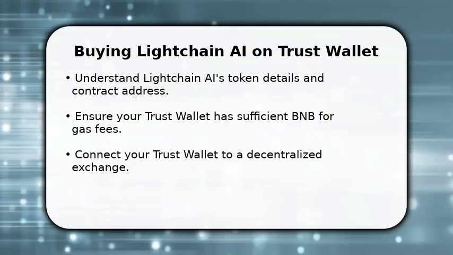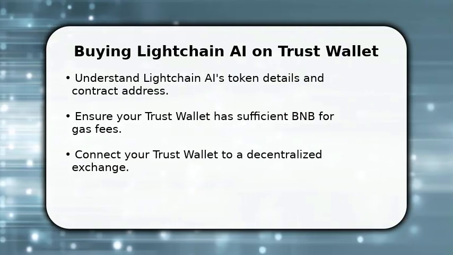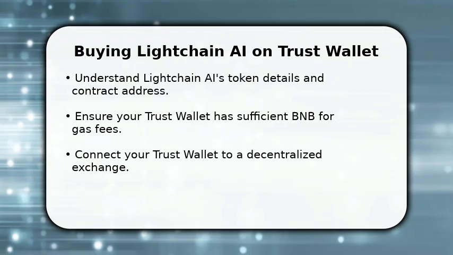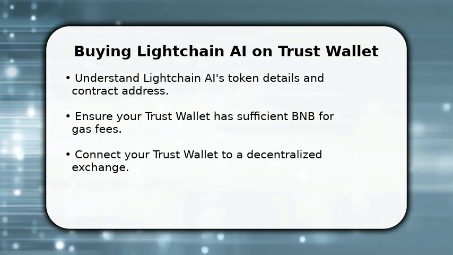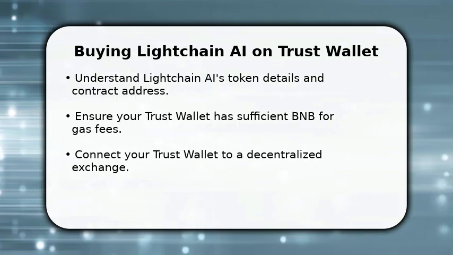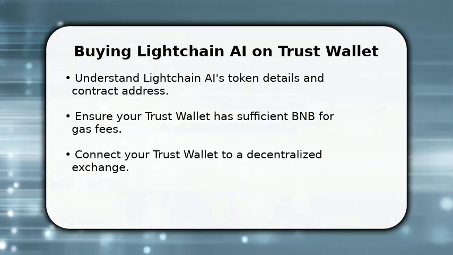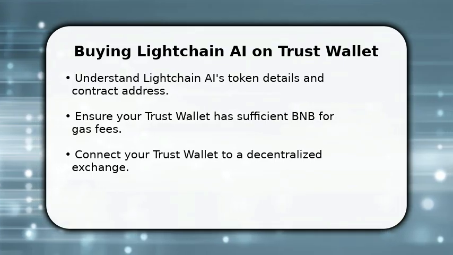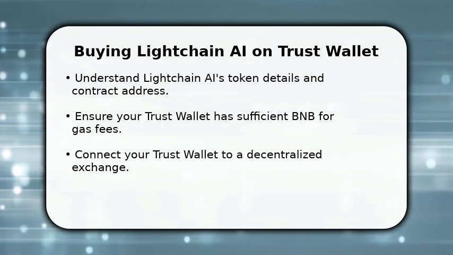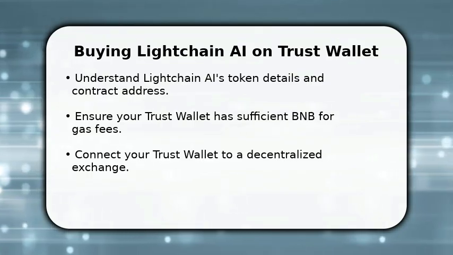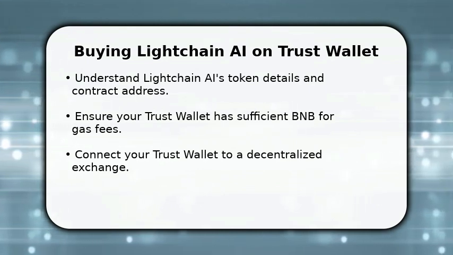Enjoy the video. In this video, I will explain how to buy Lightchain AI using Trust Wallet. First, you'll need to understand the token's details, including its contract address. This is crucial for finding the correct asset. Next, ensure your Trust Wallet holds enough Binance Coin, or BNB, to cover transaction gas fees. These fees are necessary for processing your purchase on the blockchain. Finally, we'll connect your wallet to a decentralized exchange to facilitate the trade. Let's get started with the process.